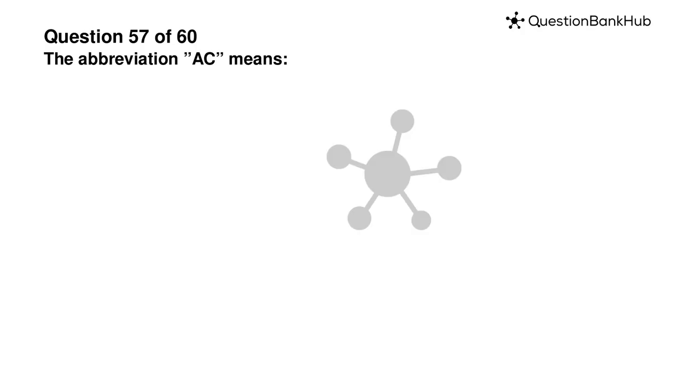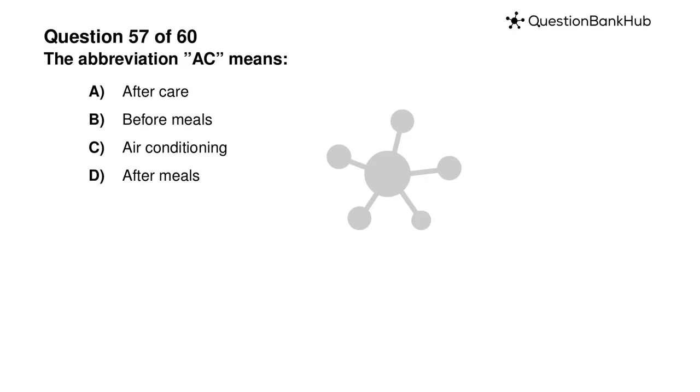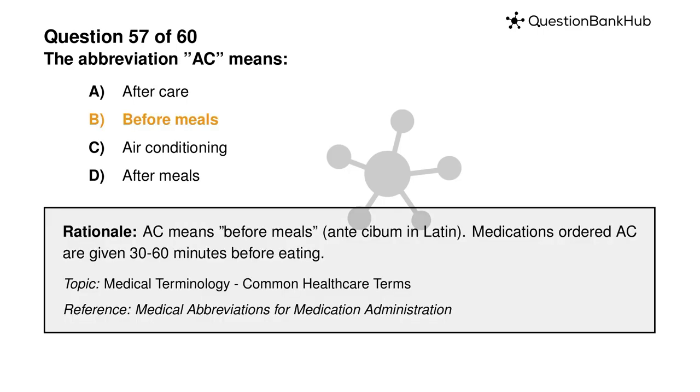Question 57. The abbreviation AC means: A. Aftercare. B. Before meals. C. Air conditioning. D. After meals. The correct answer is B. Before meals. AC means before meals, ante cibum in Latin. Medications ordered AC are given 30 to 60 minutes before eating.